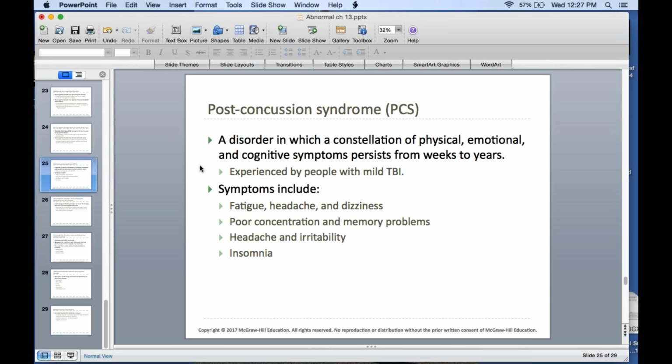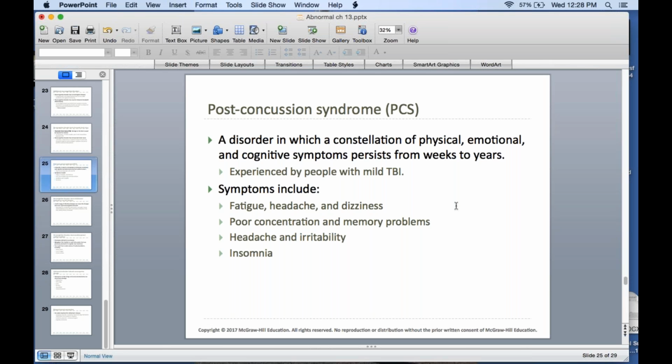All right, so this should be shorter, right? This is a disorder in which you have physical, emotional, cognitive symptoms that persist for weeks to years, but they shouldn't be permanent, especially if you take care of yourself. They're experienced by people with mild traumatic brain injury. You see a lot of this post-concussion syndrome in people who play sports like soccer, football, etc. Your head is your head and your brain is in there, and you probably shouldn't smash it against things.